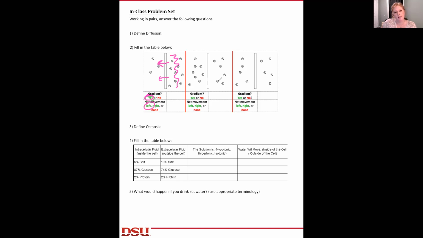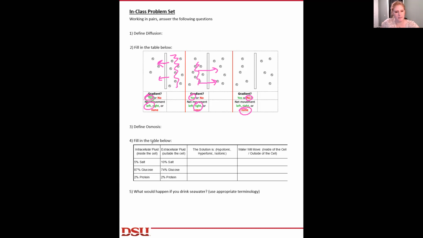Is there a gradient? Yes, it's not as intense as this one, but it is still here. We still have a buildup on this side, which means that we're going to have a flow to the right. And this one, we really don't. We're pretty much even. So we're going to say that we don't have a gradient there and that there isn't any net movement because everything's kind of balanced.